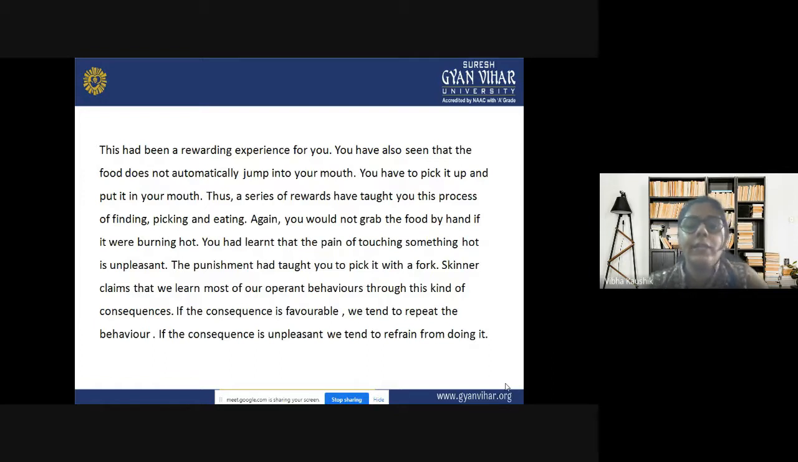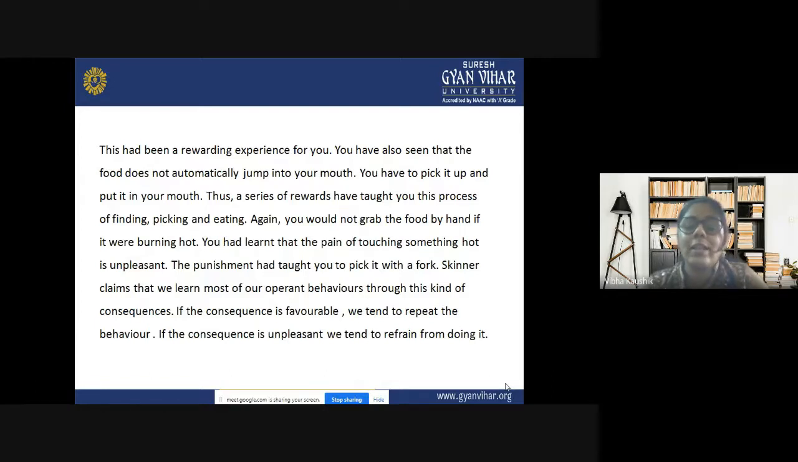The punishment had taught you to pick it with a fork. The punishment of touching the hot food, the unpleasant experience, had taught you that if you want to pick up hot food from the plate, then you have to use a fork for it. Skinner claimed that we learn most of our operant behavior through this kind of consequences.